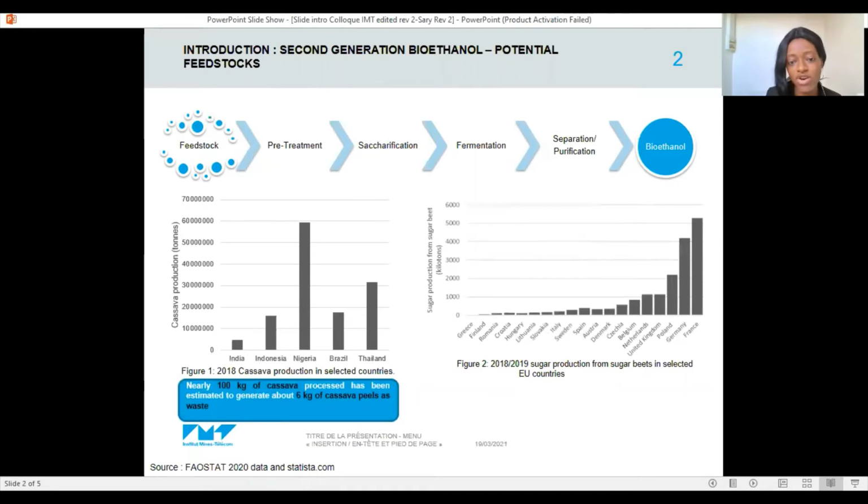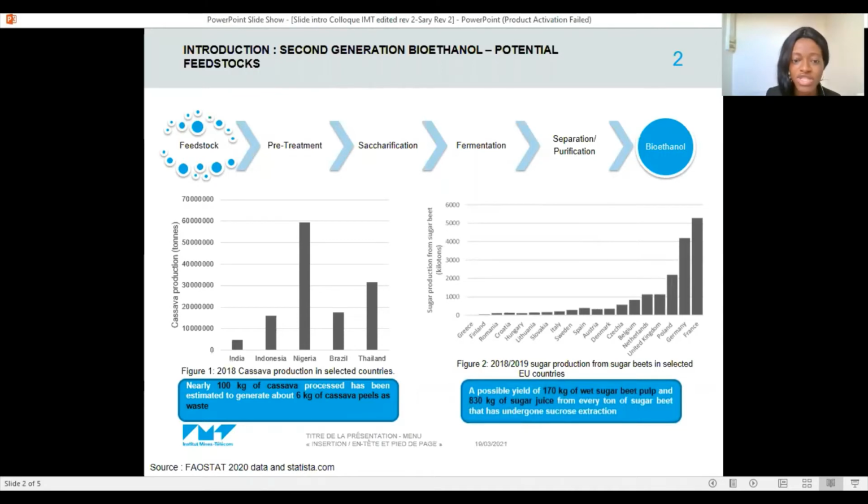France ranks the highest producer of sugar from sugar beet, producing over 5,000 kilotons. This means that France produced the highest quantity of sugar beet pulp compared to the rest of the countries presented here. There is a possible yield of 170 kg of wet sugar beet pulp from every ton of sugar beet that has undergone sucrose extraction.